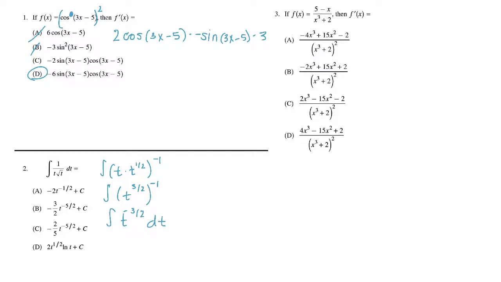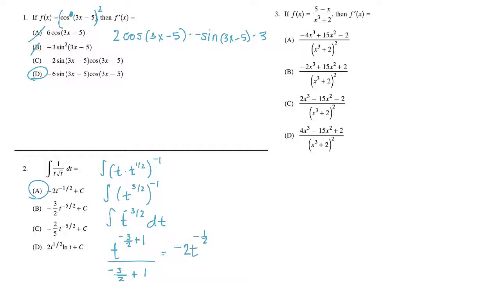Now let's go ahead and integrate. So that's going to be t to the negative 3/2 plus 1 all over negative 3/2 plus 1. And so let's see, here we're going to have t raised to the negative 1/2, and then that's going to be over negative 1/2, so we're going to flip that up and make that negative 2. So we have negative 2 times t to the negative 1/2 plus c. So our correct answer should have been A.